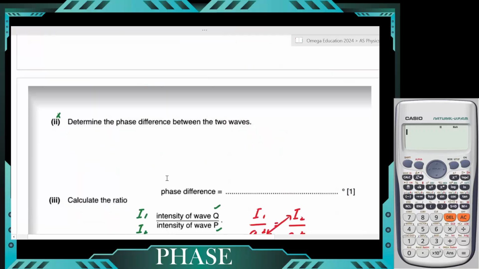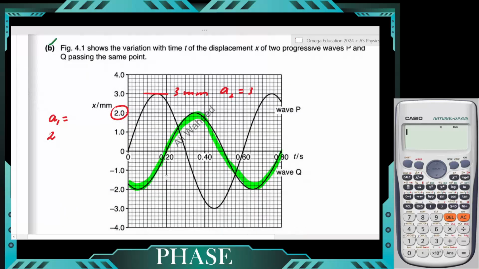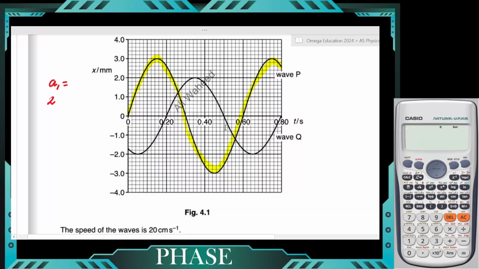So let's take a look at this question we had over here. If we consider these 2 waves, let me remove everything, at least for now. We are provided with 2 waves, wave P and wave Q. I can highlight this as wave P, and the other one would definitely be wave Q. Now we can see them distinctly.